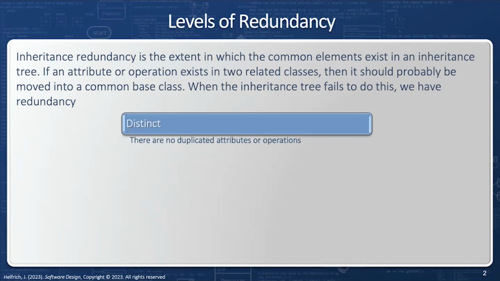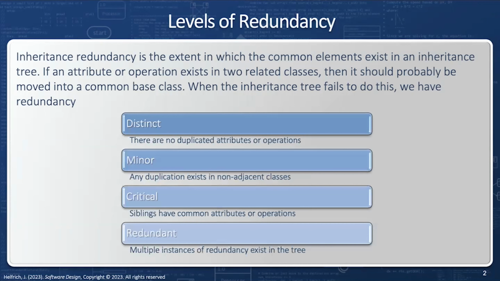Inheritance redundancy is the extent to which common elements exist in an inheritance tree, and there are several different levels. Distinct means there are no duplicate attributes or actions. Minor means any duplication of attributes or functionality is far apart in the inheritance tree. Critical means the siblings have common attributes or operations, and redundant means that there is lots of redundancy. Clearly, we don't want critical or redundant.